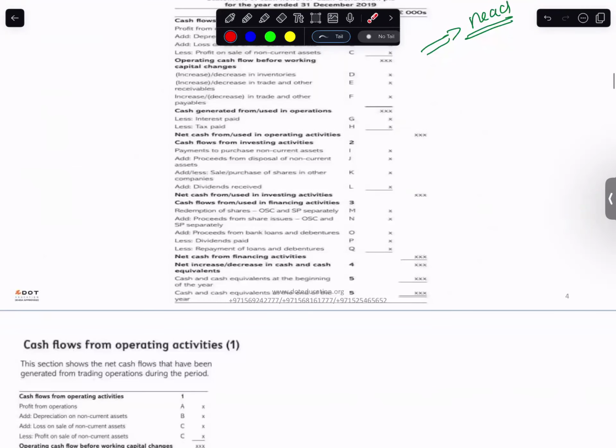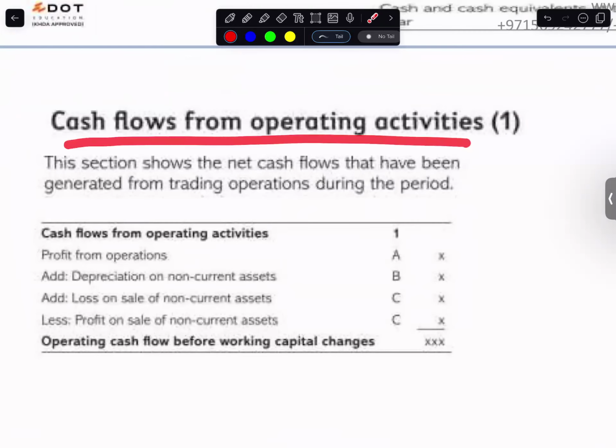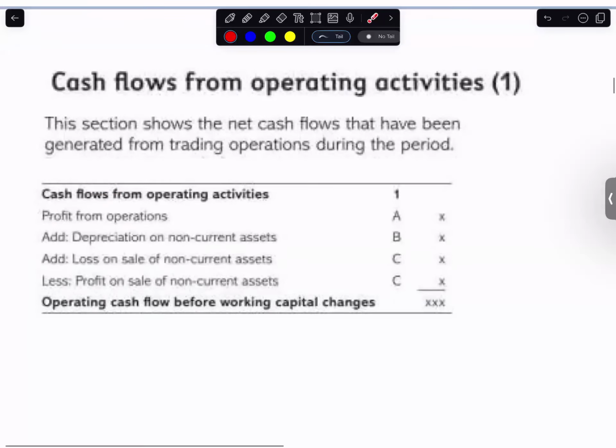So I start with the first part, cash flow from operating activities. It will always start with what? Profit from operations. Okay. Then what do you do?